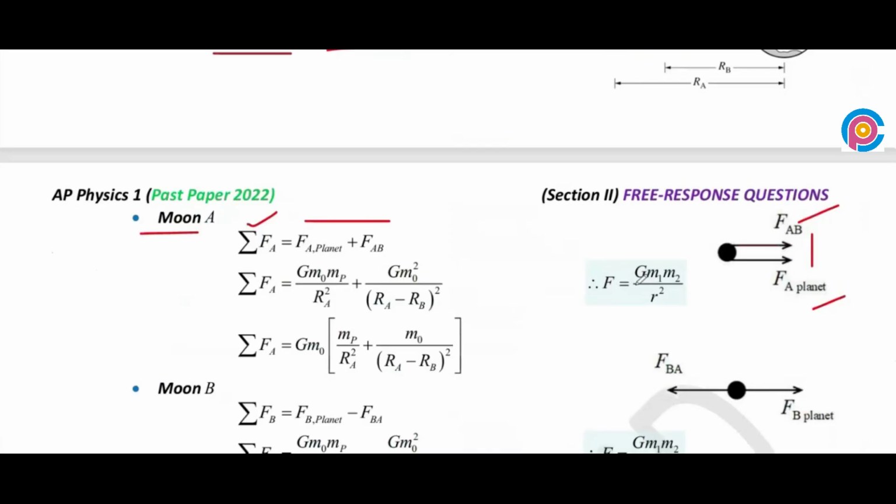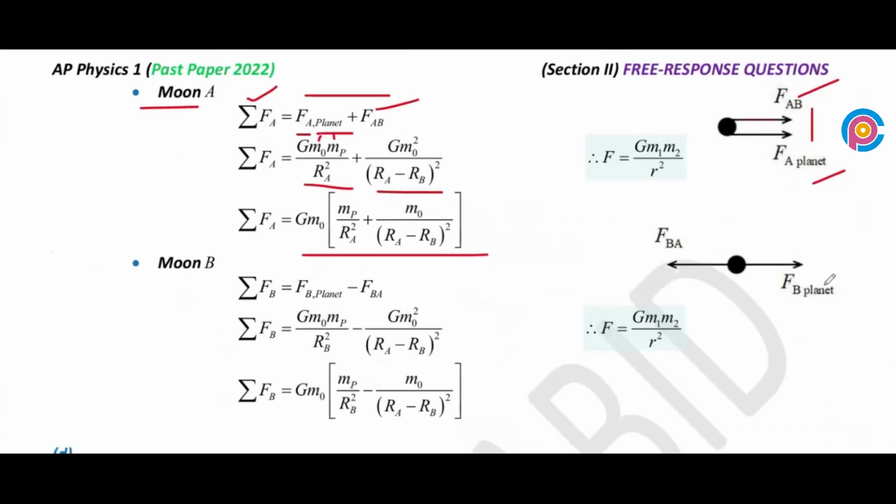Gravitational force has the formula F equals G m1 m2 over r squared. In that case, A is the moon and P is the planet. The moon has mass m naught and the planet has mp. So we have RA squared, the distance between the planet and the moon being RA. The next force is between the two moons, and both have the same masses, so m naught squared over RA minus RB, which is the distance between the two moons. You can factor out G m naught, and this is the mathematical expression for the net force acting on moon A.